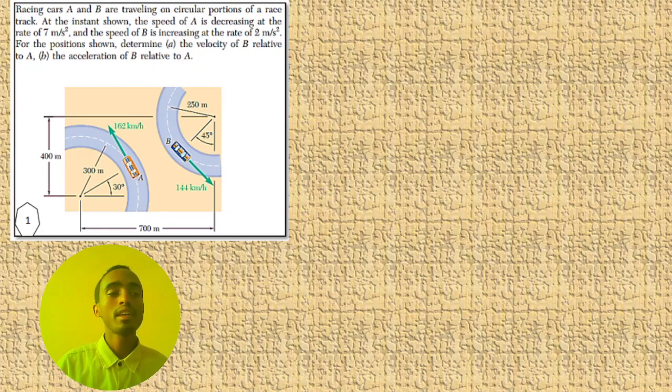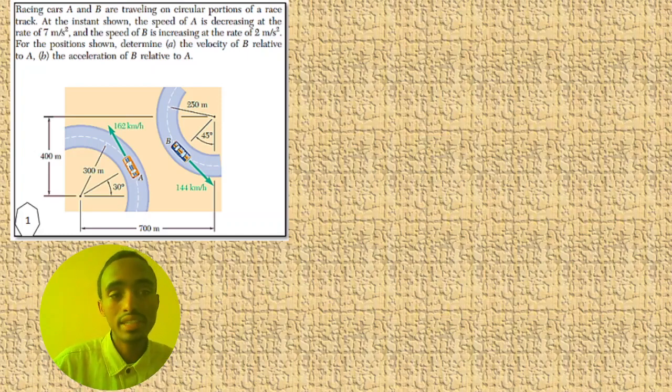So here we are given the accelerations of racing cars A and B, which are minus 7 meters per second squared and 2 meters per second squared respectively. For the position shown here, determine the velocity of B relative to A and the acceleration of B relative to A.